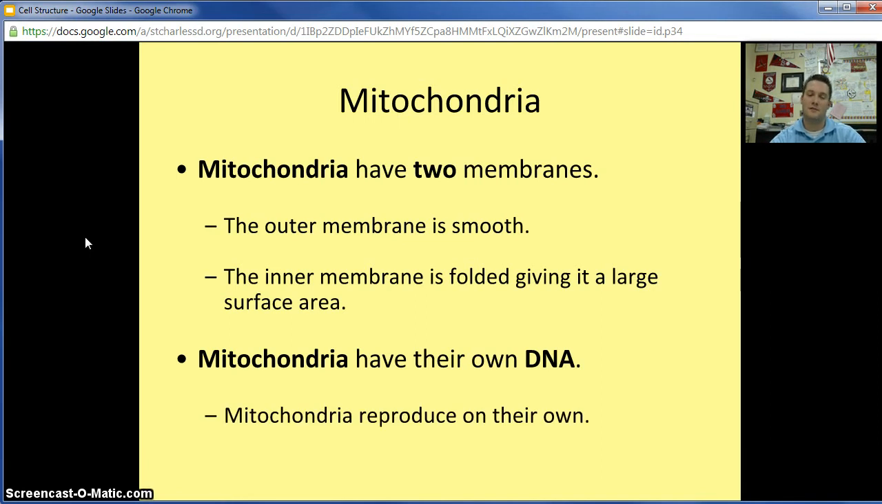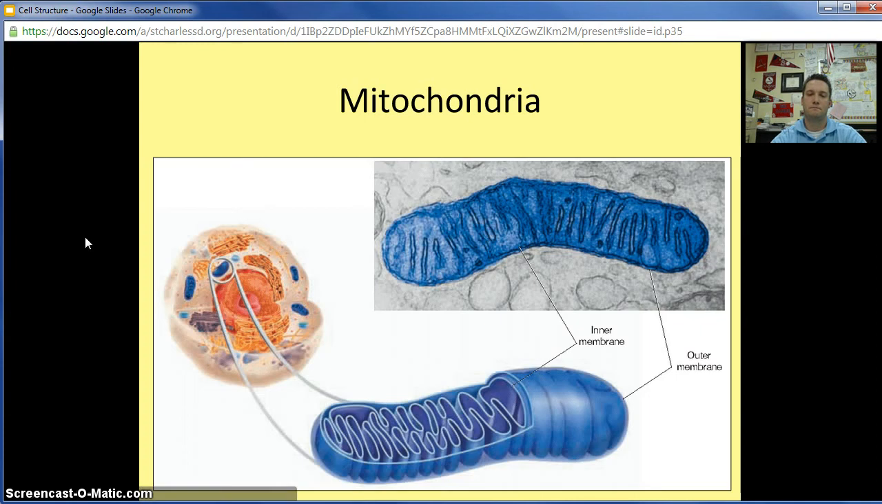Okay, and because they have their own DNA, they actually reproduce on their own. This is a picture of one. You see we have the smooth outer membrane and then the inner membrane that is all folded up on itself. Okay, this is a micrograph, so that's a picture taken with a microscope. No, they're not blue in real life. This one has been dyed to make it easier to see.